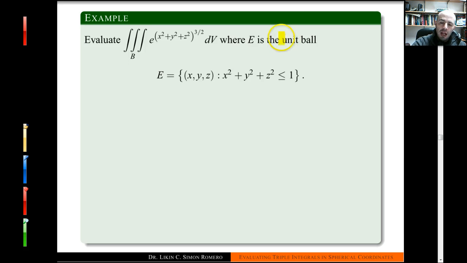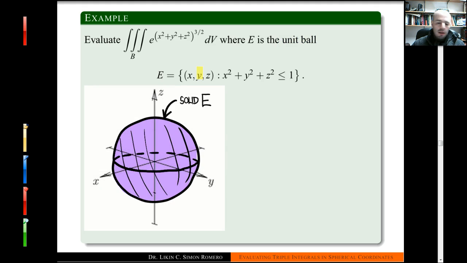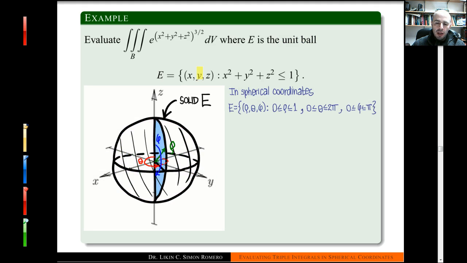A unit ball is actually a spherical wedge. Why? Because if you have the unit ball over here, we can check that in spherical coordinates rho moves from 0 to 1. Theta moves from 0 to 2 pi because it goes all the way around. And now notice that phi only moves from 0 to pi, because since theta went all the way around, phi only has to cover half of the maximal semicircle.